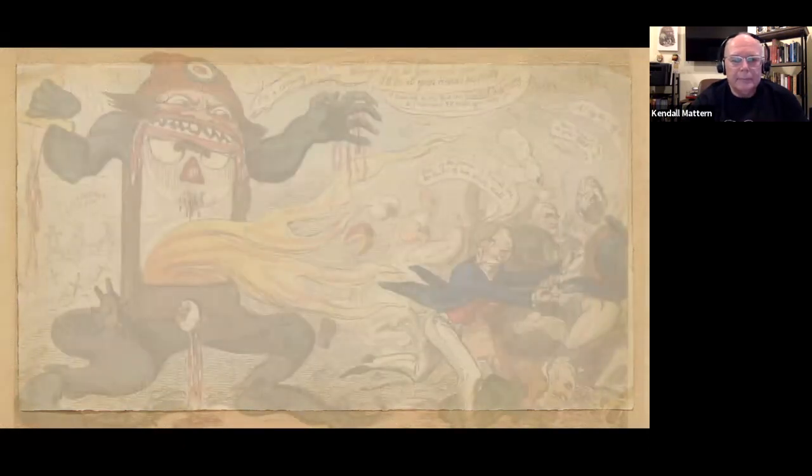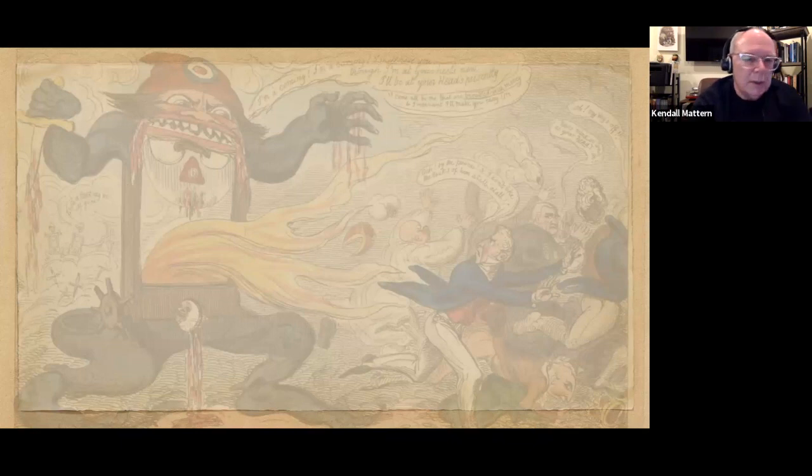Here's another Cruikshank cartoon of the guillotine. It's pretty graphic, somewhat pornographic. The monster of the guillotine. You can see a skull peeking through the hole where the head was placed before the blade came down, and the monster with the red revolutionary cap is chasing after English politicians who are notable conservatives.